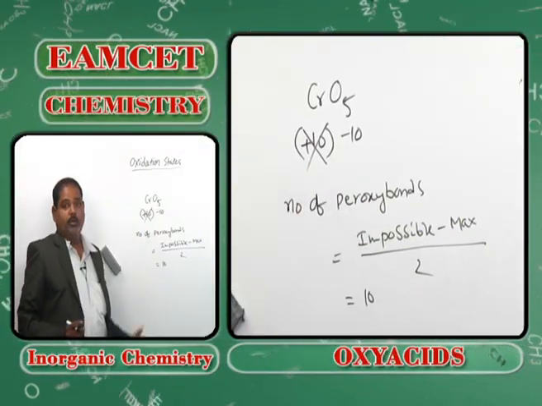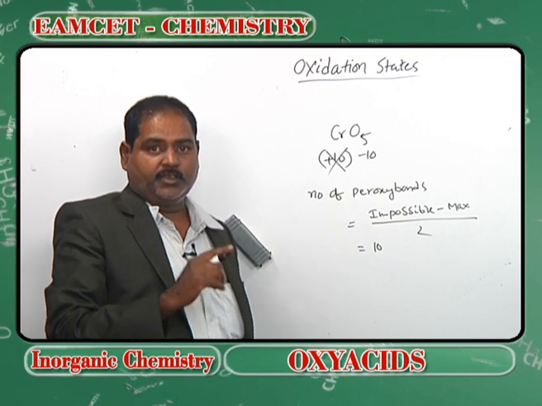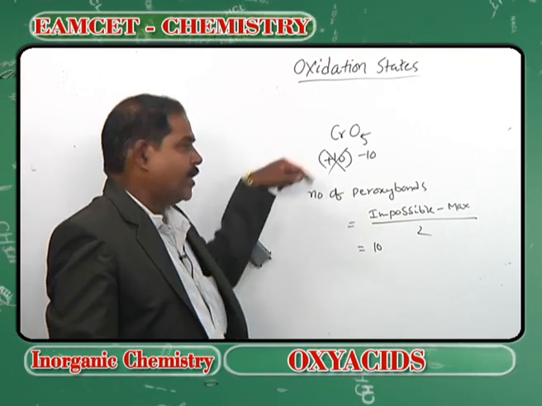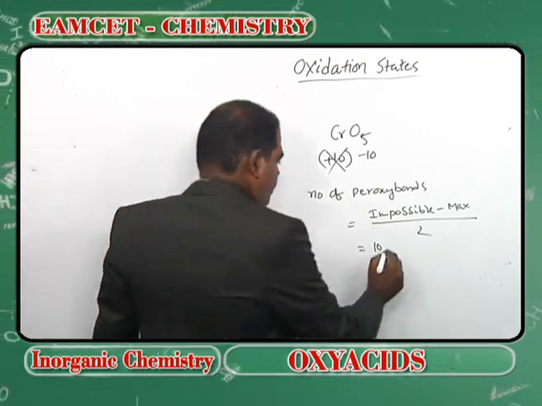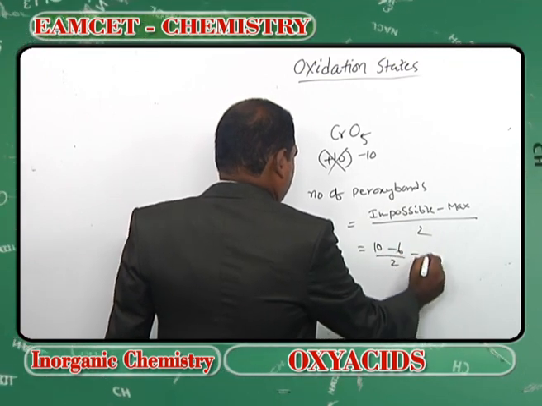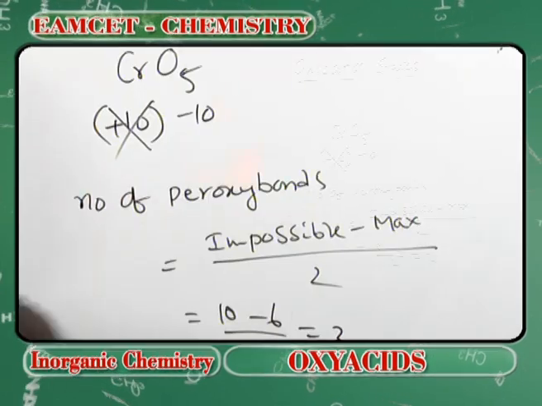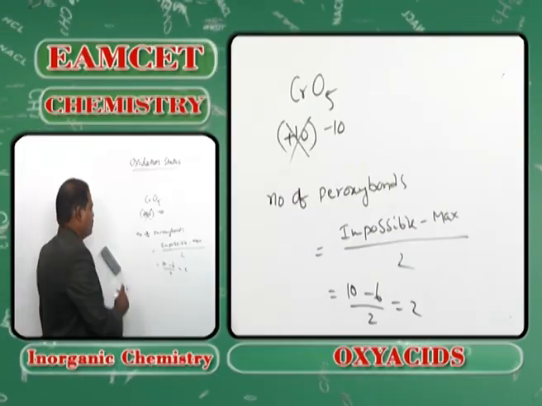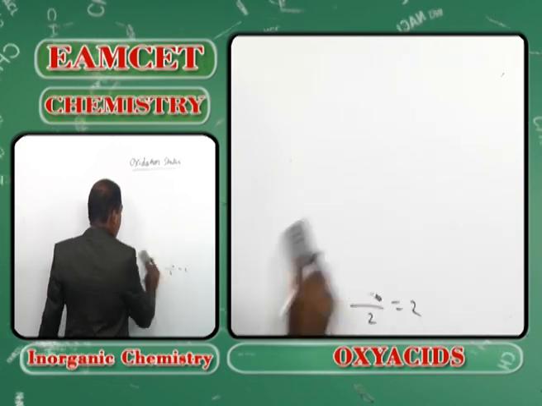Chromium belongs to 6b of the periodic table. 6b cannot have more than plus 6. So it is 10 minus the maximum possible, which is 6, divided by 2. So you have 2 peroxy bonds, oxygen single bonds. So how will you draw the structure?